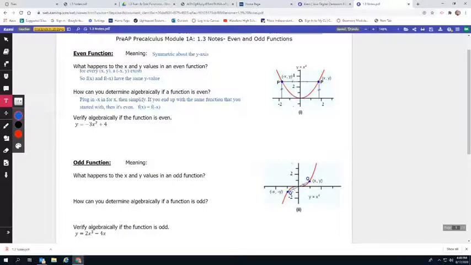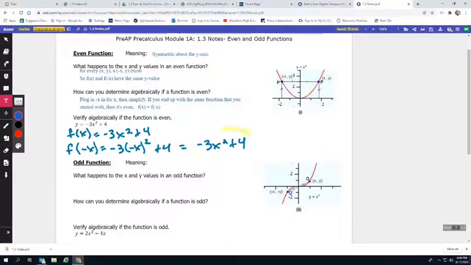Okay, with that being said, I'm going to practice one algebraically to see if it's even. So if you take this original function, f of x equals negative 3x squared plus 4, we're going to replace the x with a negative x. So it's going to become negative 3 times a negative x, which is squared, plus 4. And when you simplify it, that ends up being negative 3x squared plus 4. Well, if you'll notice, this is the exact same thing that we started with right here. Therefore, it's even, since you ended up with the exact same thing.